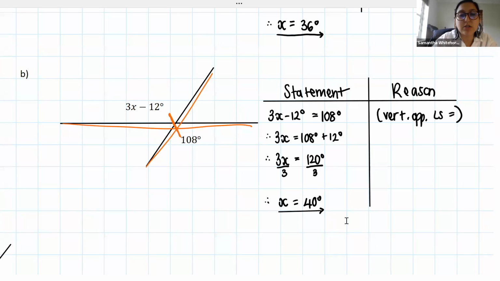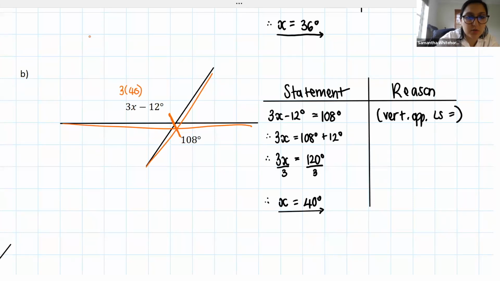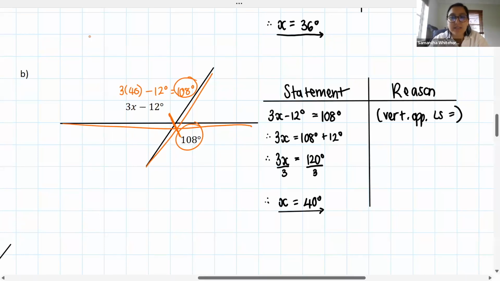Now, guys, just as an example of what I mean by substitute to check, 3 times 40 is 120 minus 12 is 108. 108 is equal to 108. So the vertically opposite reason that I've used does stand. It is correct. They are, in fact, equal to each other. And so I can use that substitution to double check my work.